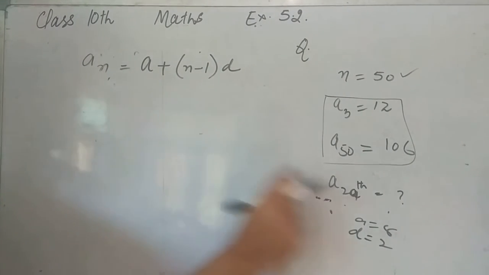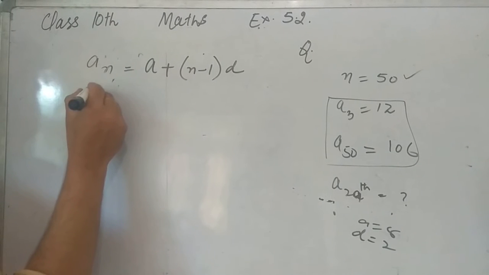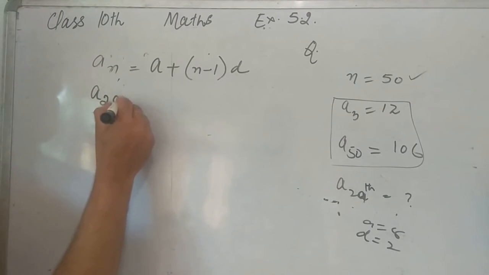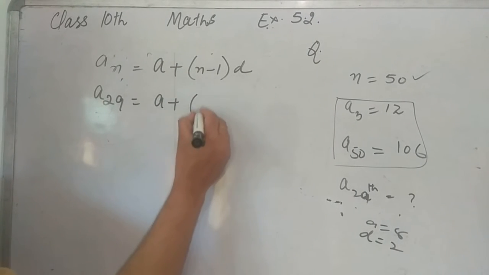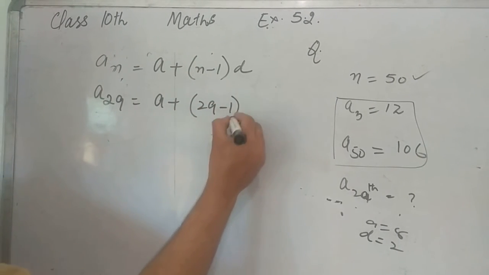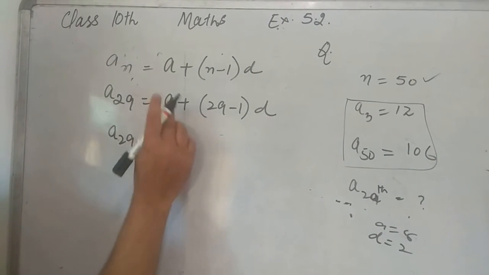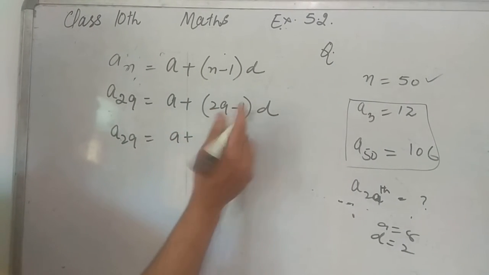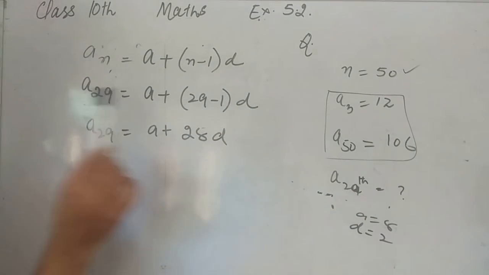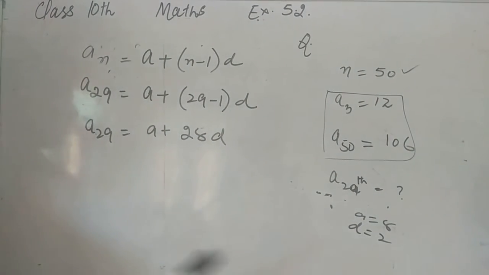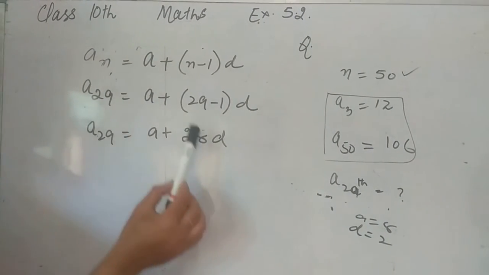Here n, कौन सी term हमें ढूंढनी है, 29. Therefore n is equal to 29. Therefore A29 is equal to a plus 29 minus 1 into d, or simply A29 is equal to a plus 28d, because 29 minus 1 we get 28.